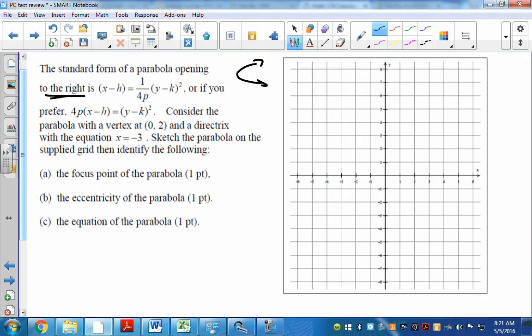Actually, we don't have the equation. That's one of the things we're supposed to come up with. So let's go ahead and plot what we do know. We do know there's a vertex at (0, 2). So this is where the parabola turns around.